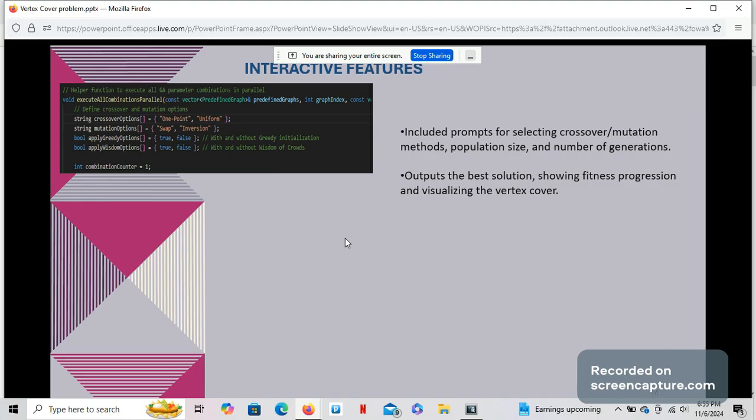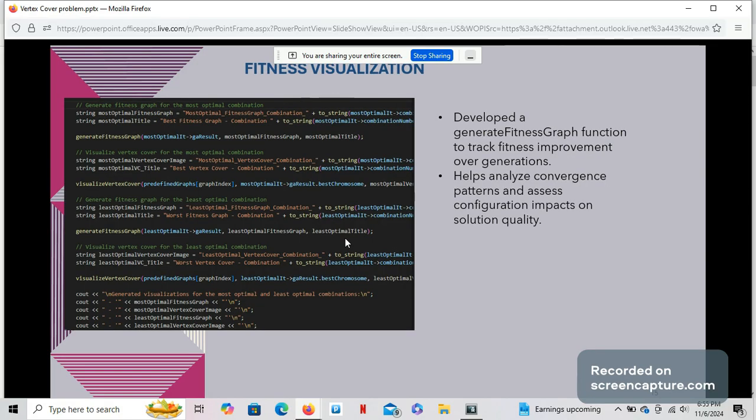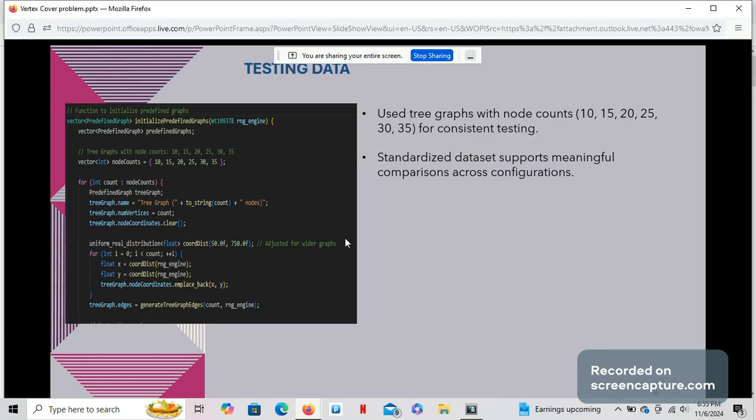Once the execution finished, the program outputs the best solution, showing its progression and fitness and visualizing the vertex cover on the graph itself. I also developed a fitness graph visualization with the generate fitness graph function, which tracks how fitness improves over generations. And this helps analyze convergence patterns and assess how different configurations impact the solution quality.